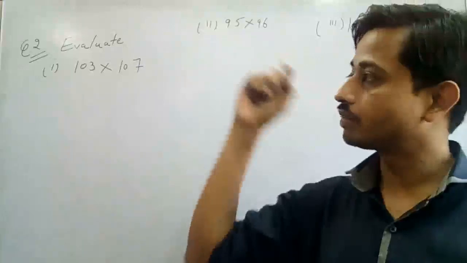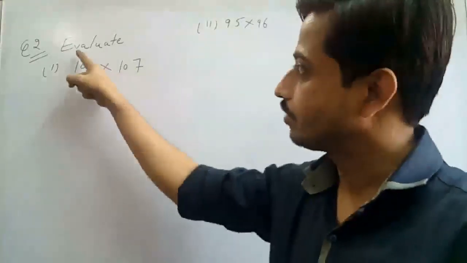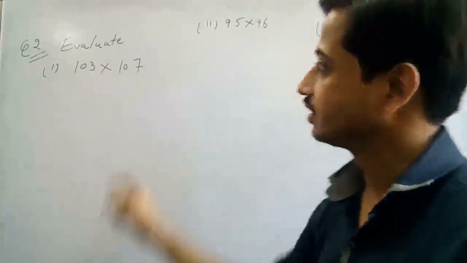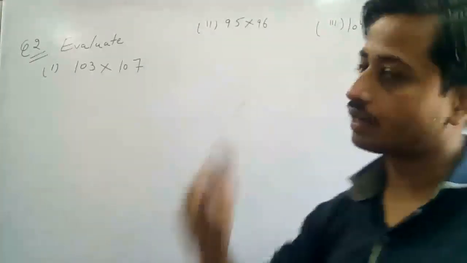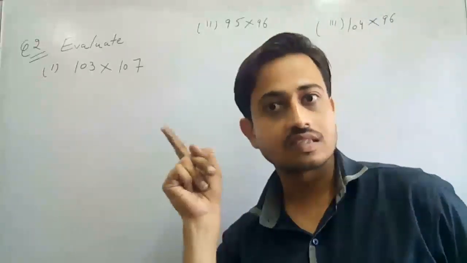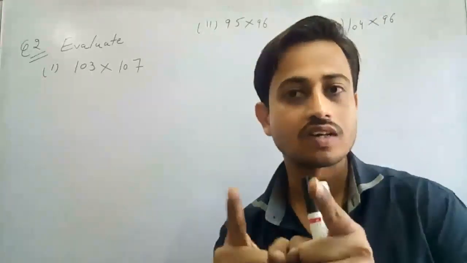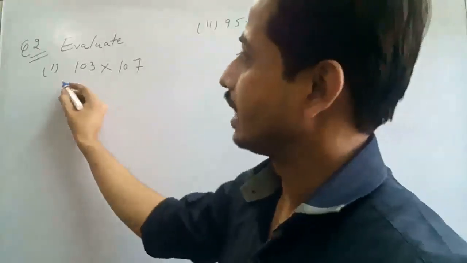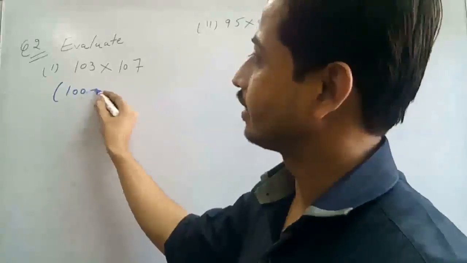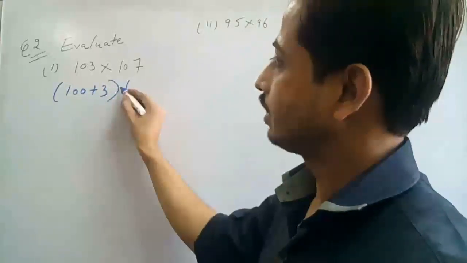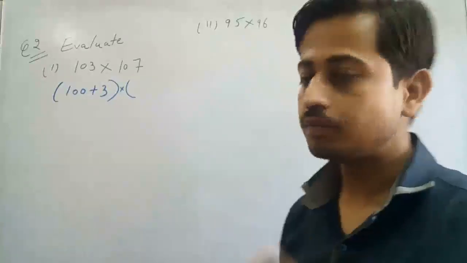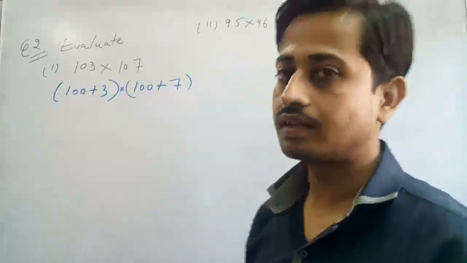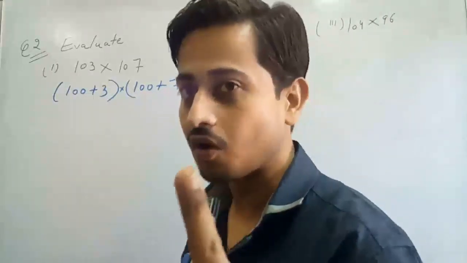Now look at question number 2. It has 3 parts. We have to evaluate using identity, not the direct multiplication method. This is the first part, second part and third part. We already did such a question in the example in the first video. So how can we write? 103 can be written as 100 plus 3, and 107 can be written as 100 plus 7, and it makes the identity number 4.